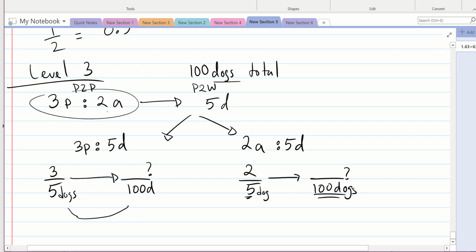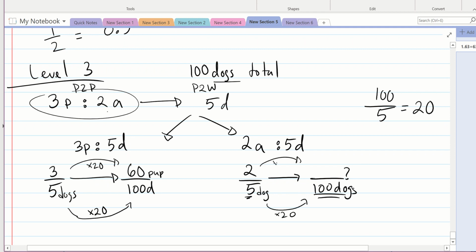Now, finding the multiplicative factor. 100 divided by 5 gives us 20. So our multiplicative factor is 20. Multiply that to the top as well. 3 times 20 gives us 60 puppies. Same thing, times 20. 2 times 20 gives us 40 adult dogs. And this should add up: 60 plus 40 should add up to 100, so that's how we know we're doing it correctly.